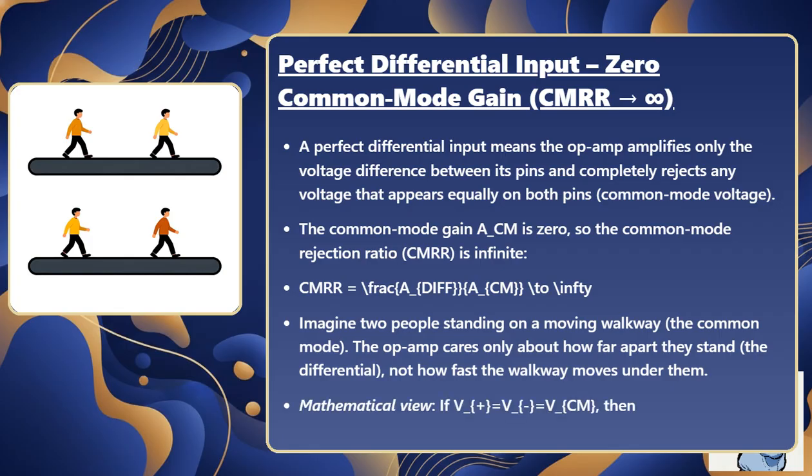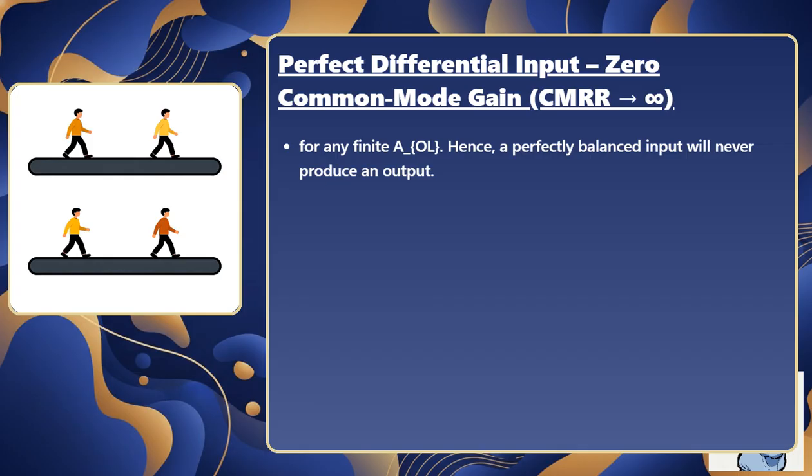Mathematical view: if V plus equals V minus equals V sub CM, then V out equals A sub OL times (V plus minus V minus) equals 0, for any finite A sub OL. Hence, a perfectly balanced input will never produce an output.